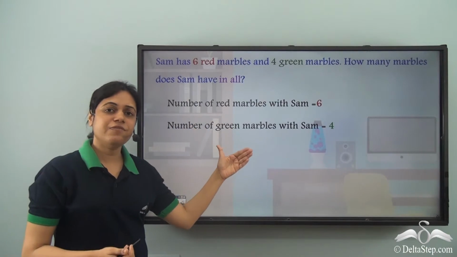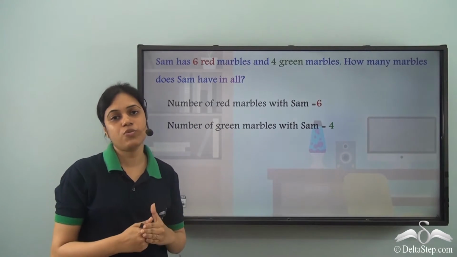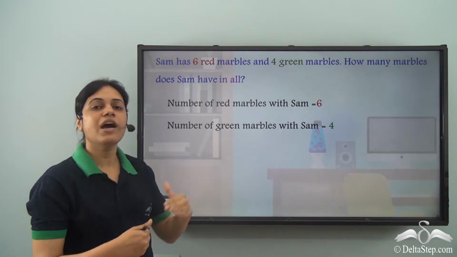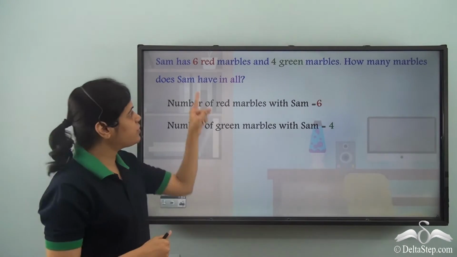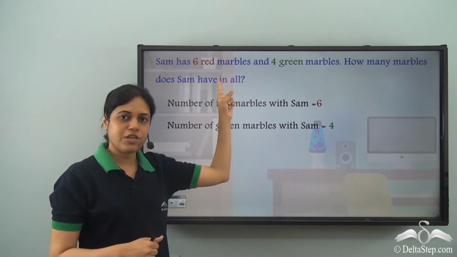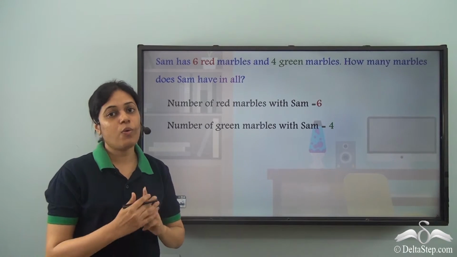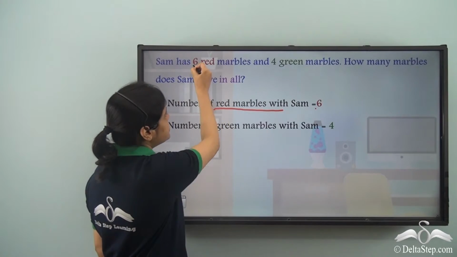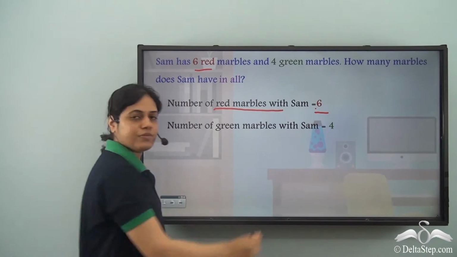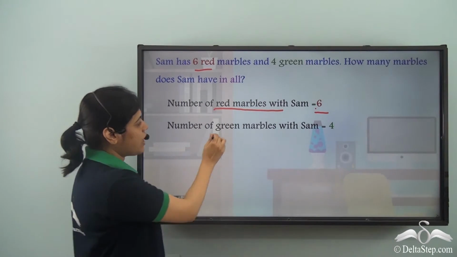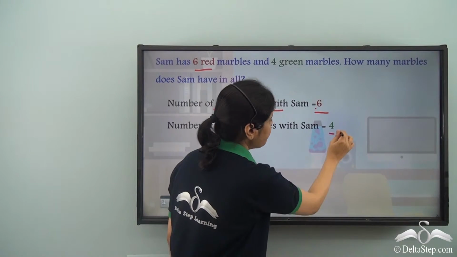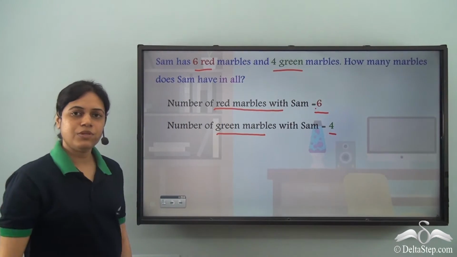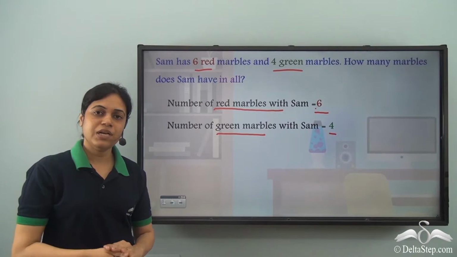So first we write what is given to us. These two statements are called given because this information is already given to us. What is given? Number of red marbles with Sam, which is 6, and number of green marbles with Sam, which is 4. So this is already given.